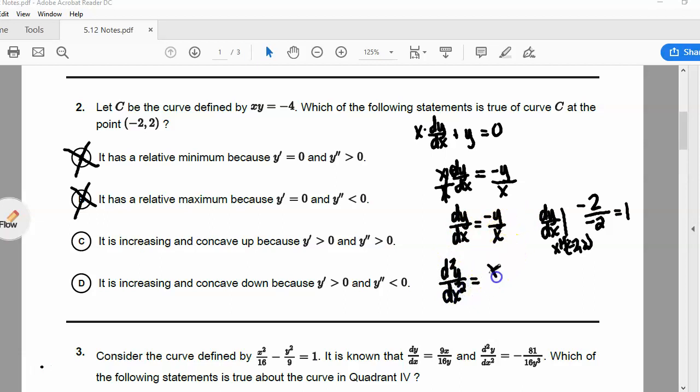You're going to use quotient rule, so you'll have x times the derivative of y, which would be negative dy/dx, in parentheses, minus negative y, so plus y times 1, all over x squared.